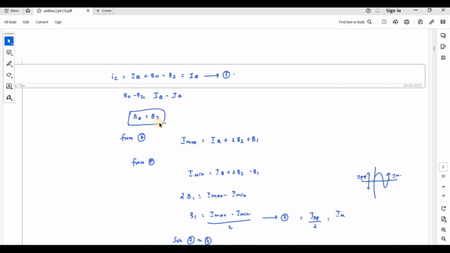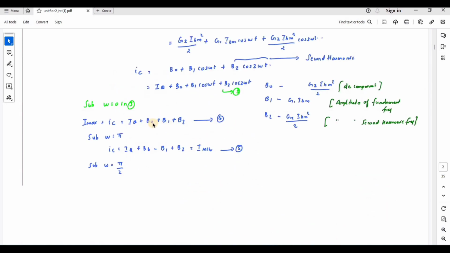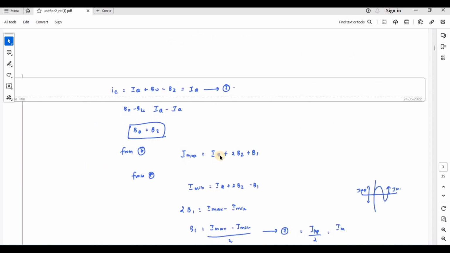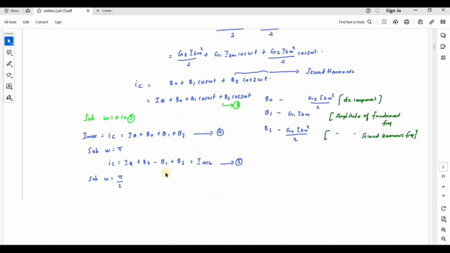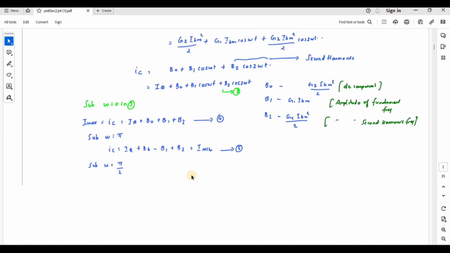Okay, so from the fourth equation I can write, instead of b0, I can substitute b2. So I will get I max is equal to iq plus 2b2 plus b1. Similarly, I can replace in the fifth equation: I minimum is equal to iq plus 2b2 minus b1.